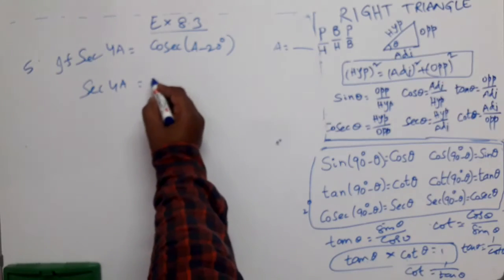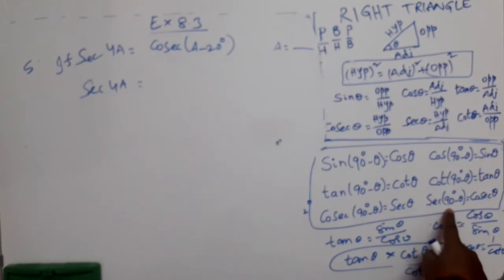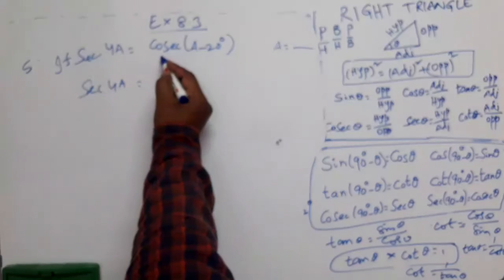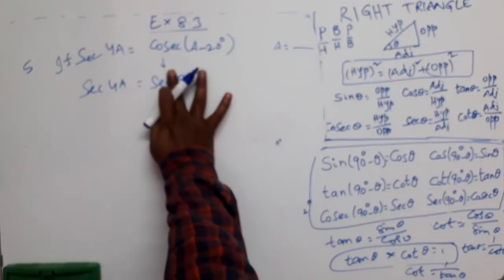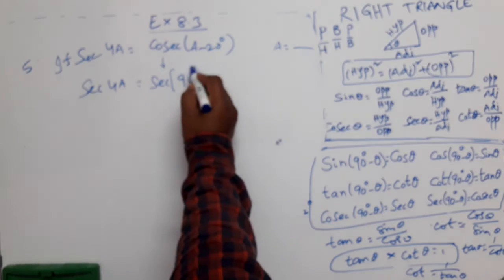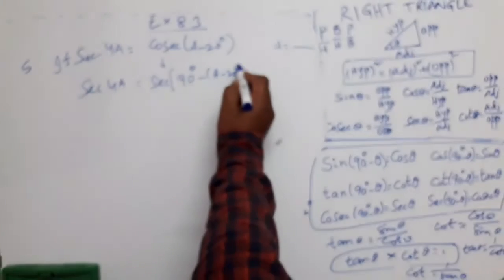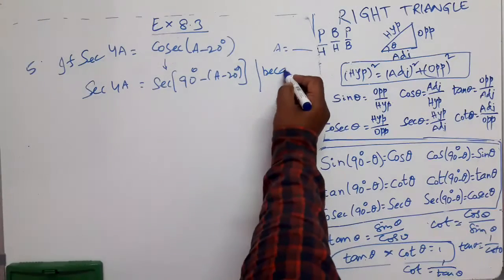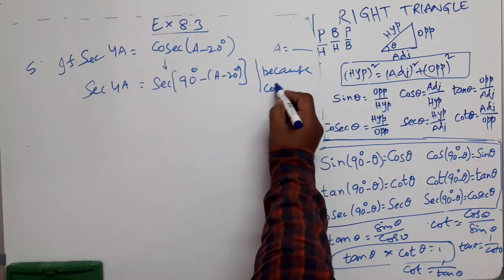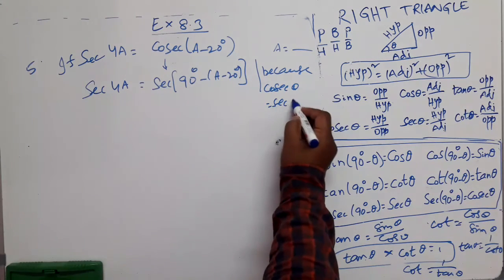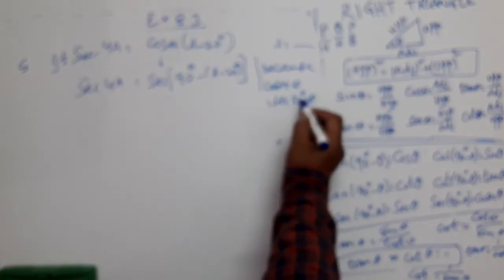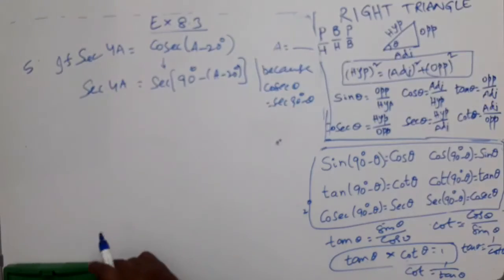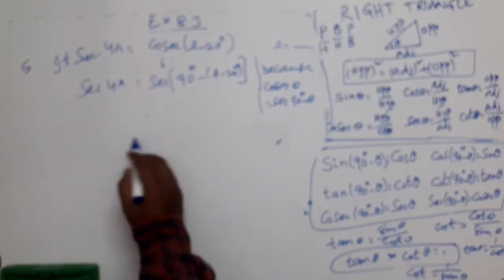Cosecant theta can be written as secant 90 degrees minus theta. So I am writing in the place of cosecant secant, and I am supposed to write 90 degrees minus the angle, right? Because cosec theta is equal to secant 90 degrees minus theta. This formula we are using. Let us simplify further.